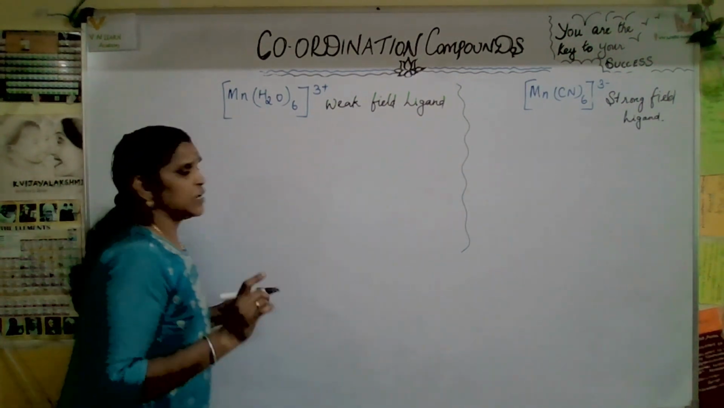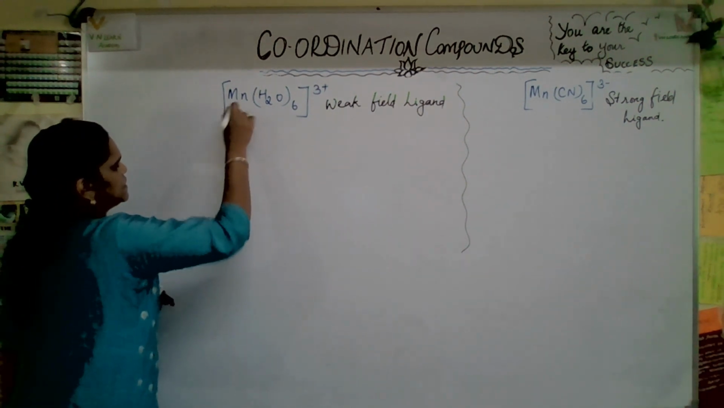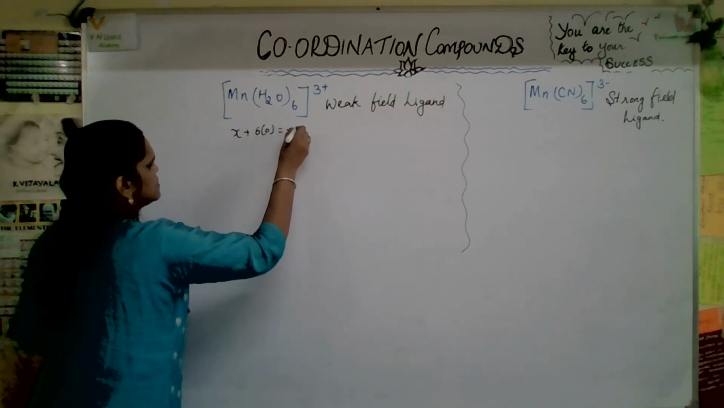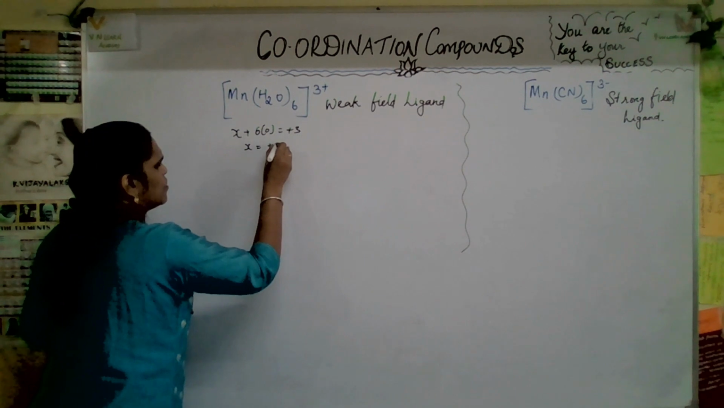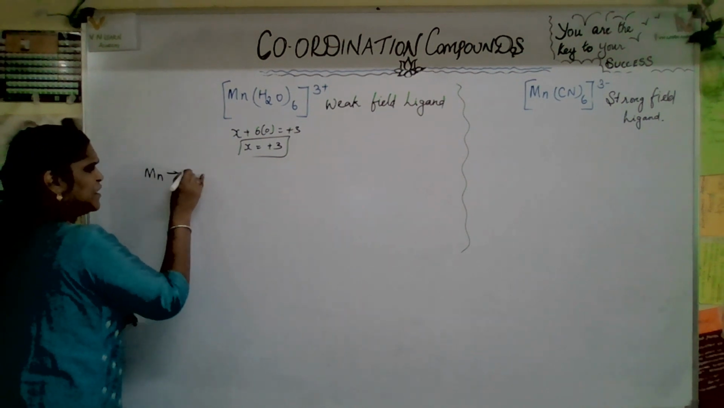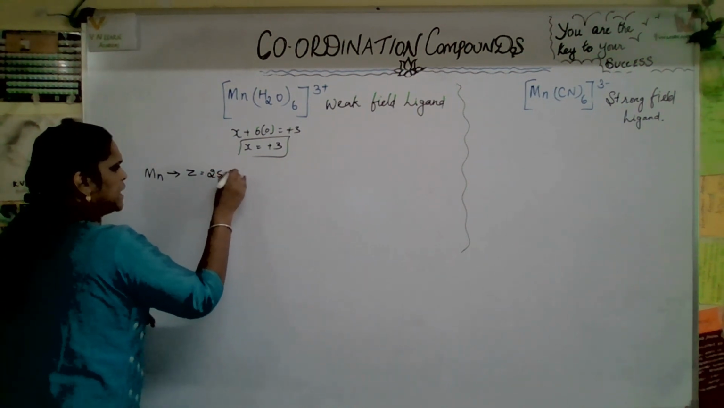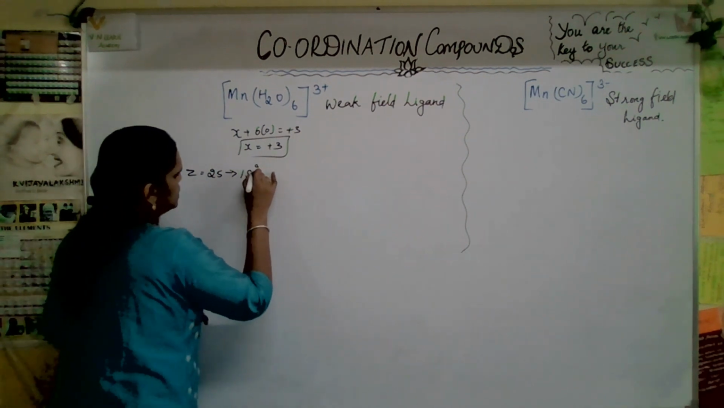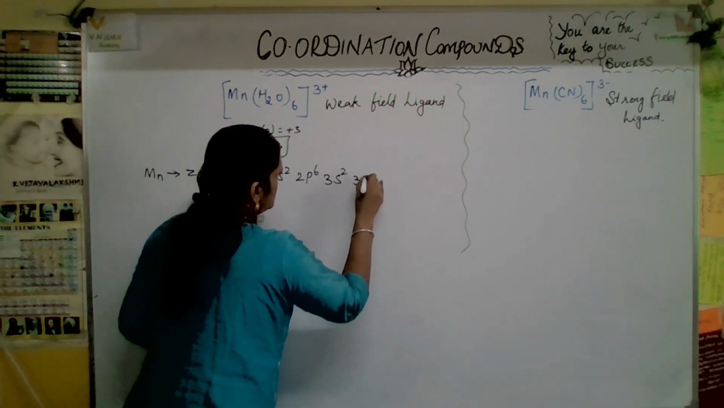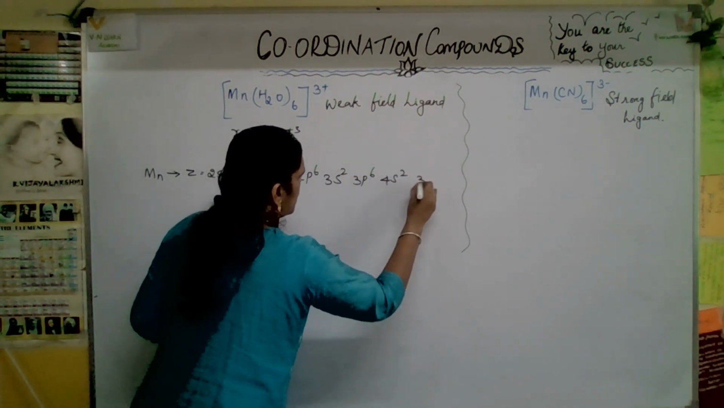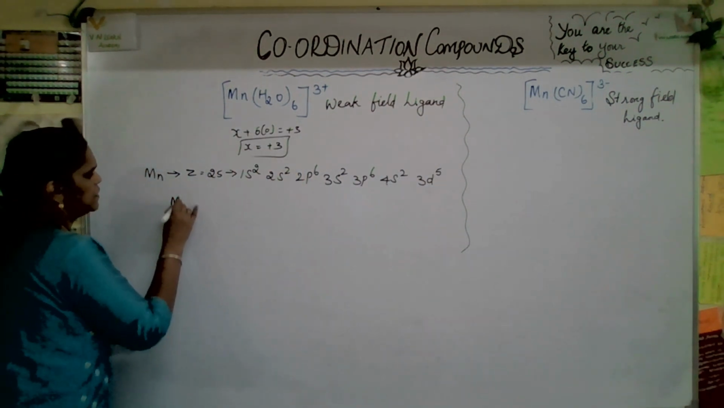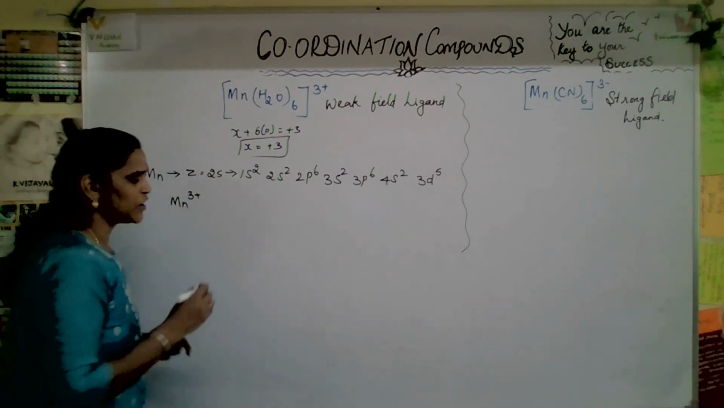Okay, now the next step, you have to find out the oxidation number. So x, the central metal ion, plus 6 into 0 equals plus 3. So naturally x equals plus 3 only, the oxidation state. Now the next one, electronic configuration. Mn, atomic number 25: 1s2, 2s2, 2p6, 3s2, 3p6, 4s2, 3d5. Now you have to remove 3 electrons from the outermost orbitals. Mn3+, I hope you got it.